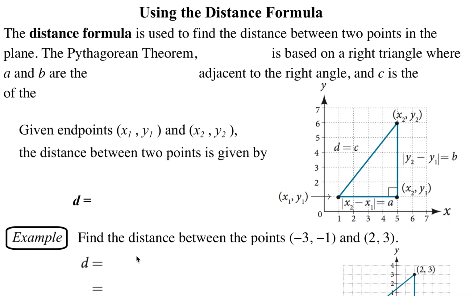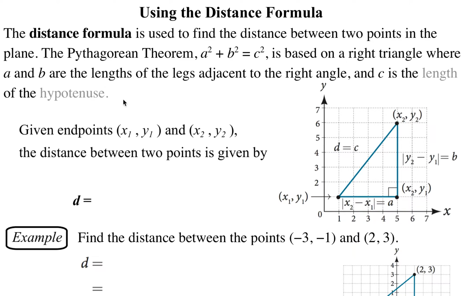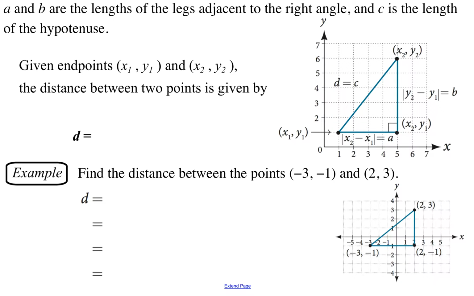and that would allow us to go ahead and graph the line as well. The distance formula is used to find the distance between 2 points. It's basically an application of the Pythagorean theorem, which you hopefully recall as a squared plus b squared equals c squared. And that's based on a right triangle where A and B are the lengths of the legs and C is the length of the hypotenuse. So what we're talking about here, A and B are the legs. Those are the two sides that include the right angle. And then the hypotenuse is the side opposite the 90-degree angle. Hopefully that's review for you as well from geometry.